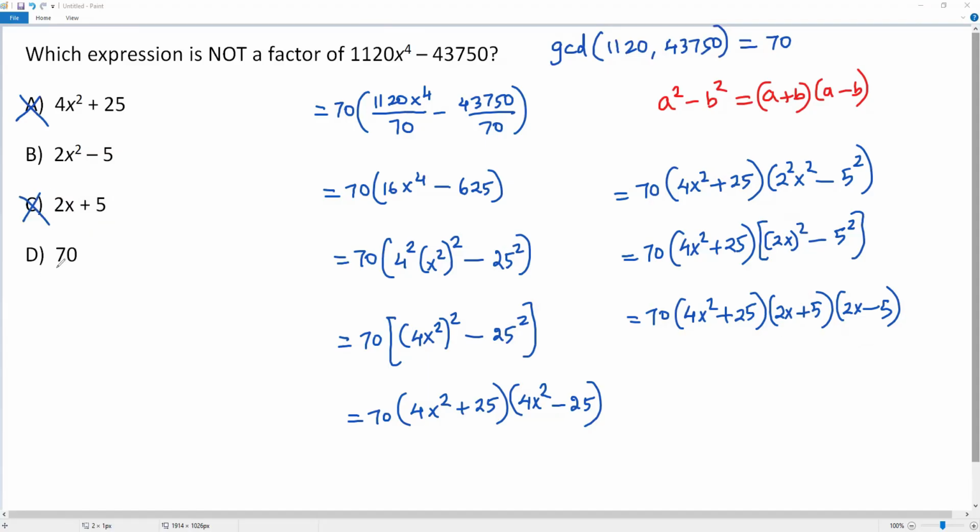And in answer choice D, we have 70. We find 70 as one of the factors for the given expression. So we can reject D as well. We don't find this one as one of the factors for the given expression. 2x square negative 5 is not a factor of the given expression. So the correct answer choice for this question is B.